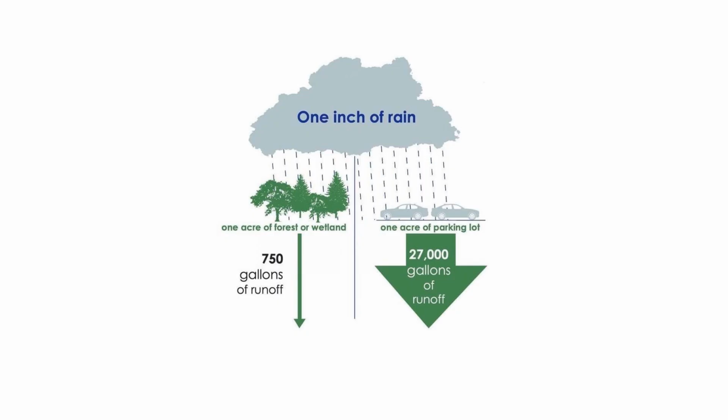I really like this graphic because it shows 1 acre of parking lot and 1 acre of forest or farmland. That's supposed to say farmland, not wetland. It shows the difference in the amount of runoff, because obviously the water is not going to soak into concrete or asphalt as it would dirt or trees or what have you.